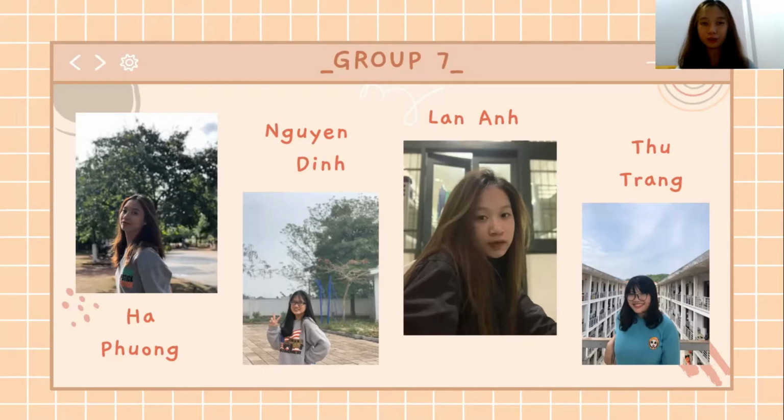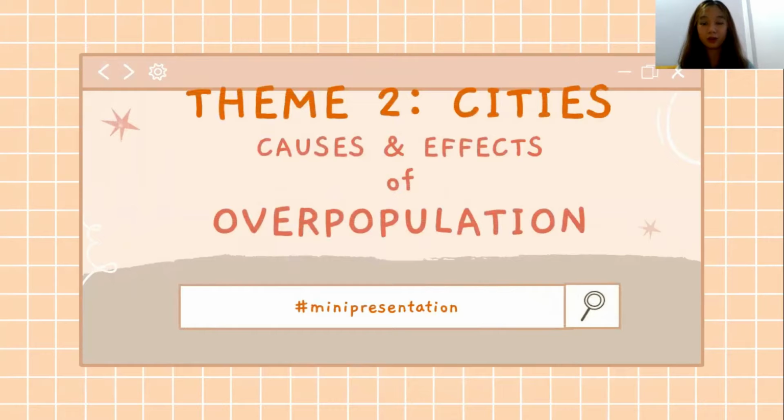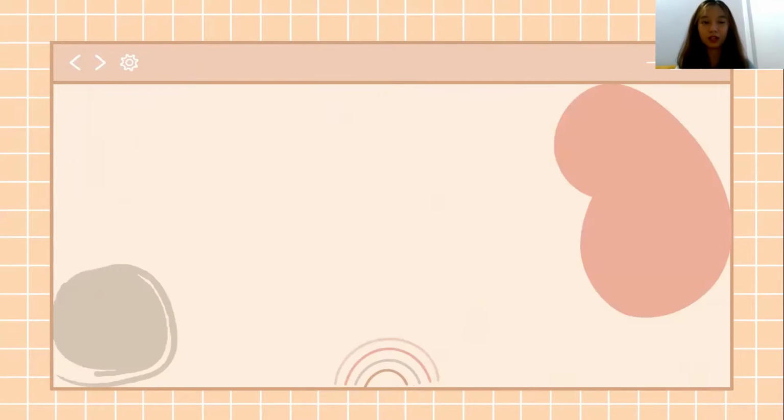Before going to the main part, I'd like to introduce myself first. I'm Phương from Group 7, and my group has 4 members: me, Jing, Lanang, and Chang. Today we are here to talk about the causes and effects of overpopulation. In this talk, we'll focus on 4 main points.